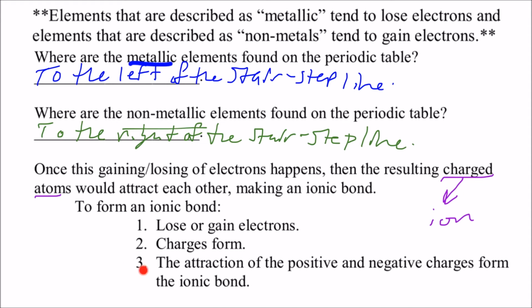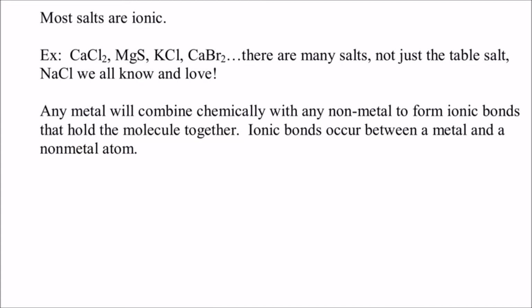Here's the order in which it happens, and you do need to know this. Okay, first you lose or gain the electrons. Okay, then a charge forms, and that's when the ions are created, and then that attraction between positive and negative charges is what creates the ionic bond. Most salts are ionic. In fact, I really can't think of any that we'll come across in this course that aren't ionic or ionically bonded.